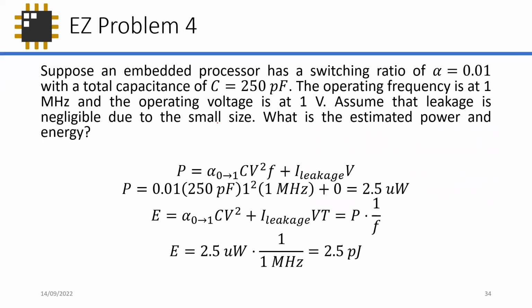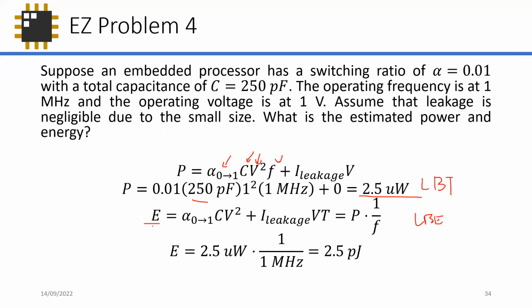Simple. Plug into the equation. Alpha, C, the total capacitance. The operating voltage is 1 volt, so this is just 1 squared. Times the frequency, 1 megahertz. You get around 2.5 microwatts. So that's relatively low. That's somewhere around low power Bluetooth. Actually, they also call it BLE, Bluetooth Low Energy.